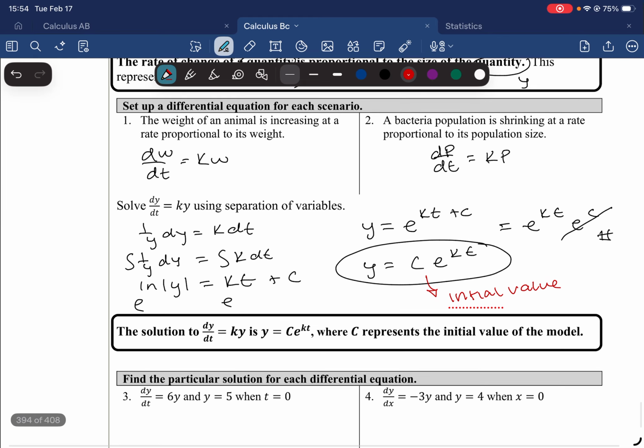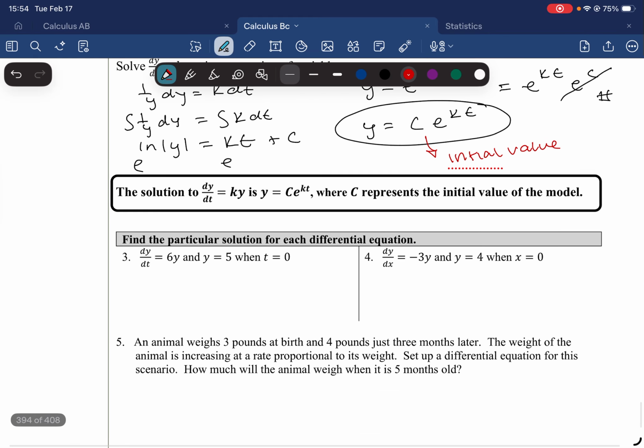What's awesome about this equation is now when we are met with other types of differential equations of dy dt equals ky, we don't need to integrate it every single time. Instead, we can use that solution to find the particular solutions to other differential equations of the same type.